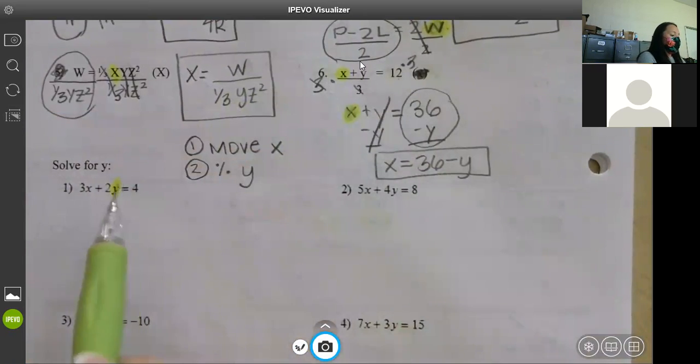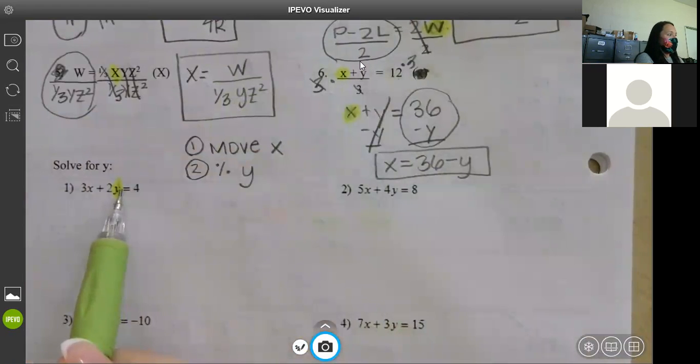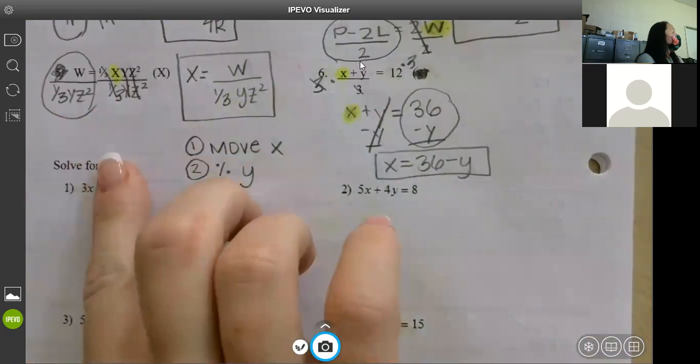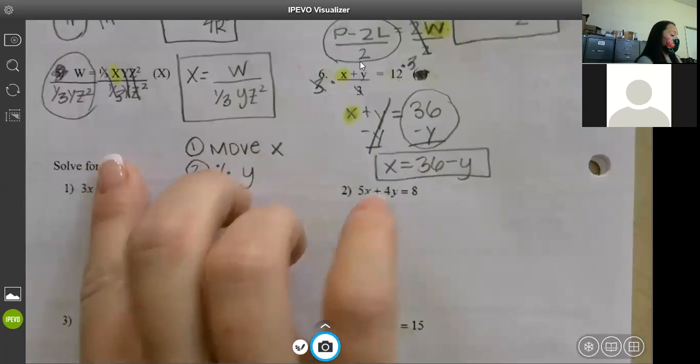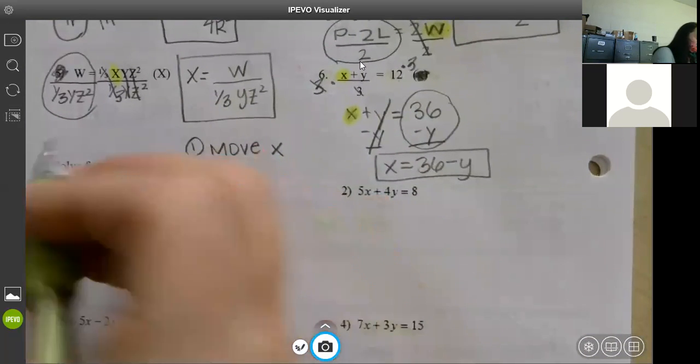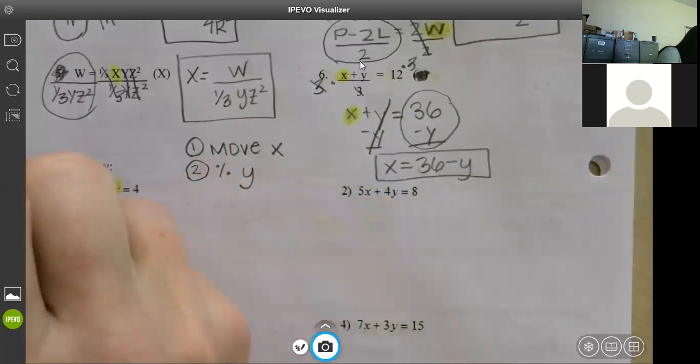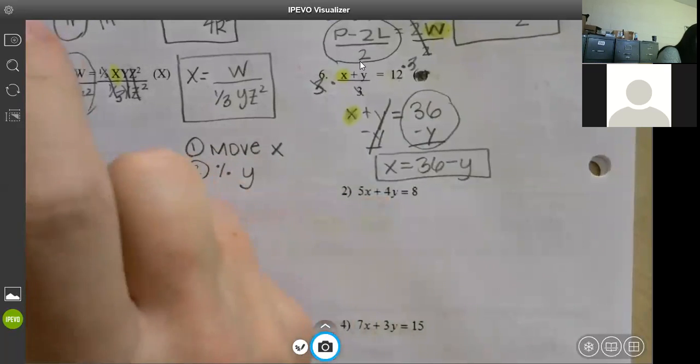Right? So we need to solve for y. What's on the same side as y, but not with it? How do we move the 3x? Remember, I told you it's either add or subtract. It's a positive, so we subtract 3x. So there's your move x. Every time you're going to move x.